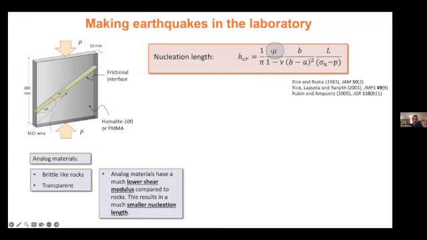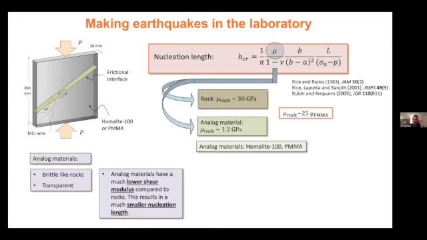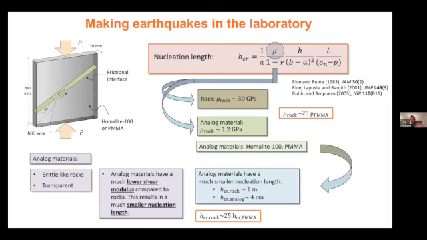So this means that rocks have a shear modulus which is 25 times larger than analog materials, and as a consequence, if we want to observe well-developed dynamic ruptures, we should have a specimen which is several times the nucleation length scale. And this is very tricky to achieve with rocks.